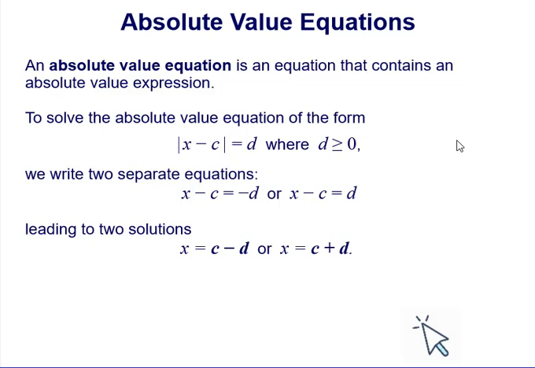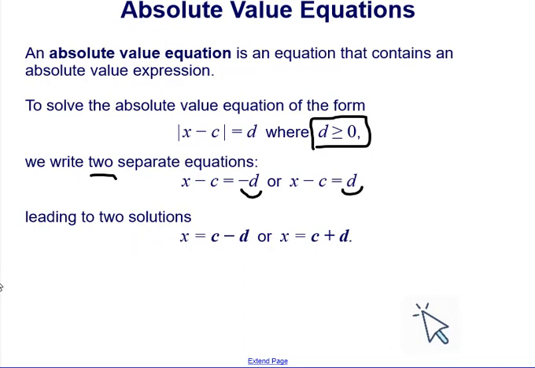Absolute value equations. An absolute value equation is an equation that contains an absolute value expression. To solve the absolute value equation of the form the absolute value of x minus c is equal to d, where d is greater than or equal to 0, we can write two separate equations. We can say that the expression x minus c is equal to negative d, or x minus c is equal to positive d. And this leads us to two solutions, x equals c minus d, or x equals c plus d.